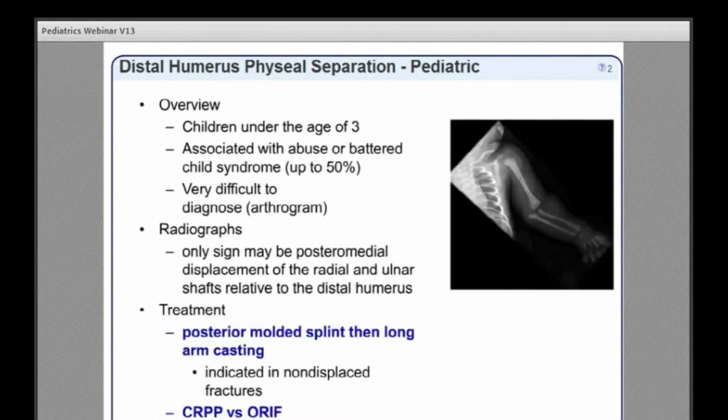You can see on the radiograph here the radiographic findings that we discussed, that the proximal ulna and the proximal radius are in appropriate relationship to one another, but both of them seem to be dislocated from the distal humeral metaphysis.